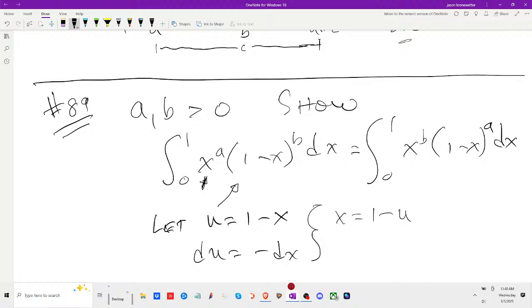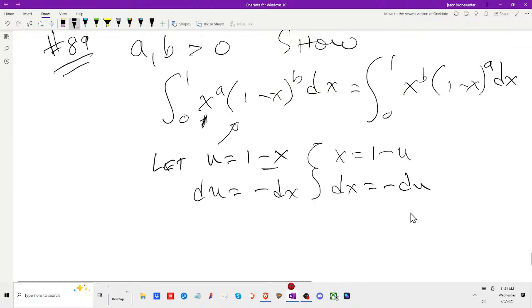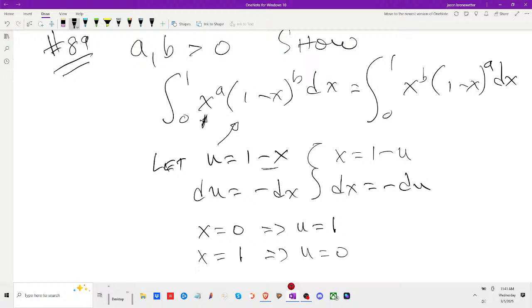If I solve for x here, I put the negative x on the other side and bring the u over. I get x equals 1 minus u. And then I also have dx is equal to minus du. So those are things I'm going to need when I'm making my substitution. I also need to know that when x equals 0, u is equal to 1. When x is equal to 1, u is equal to 0. Because I'm plugging in right here for x to find out what u is.